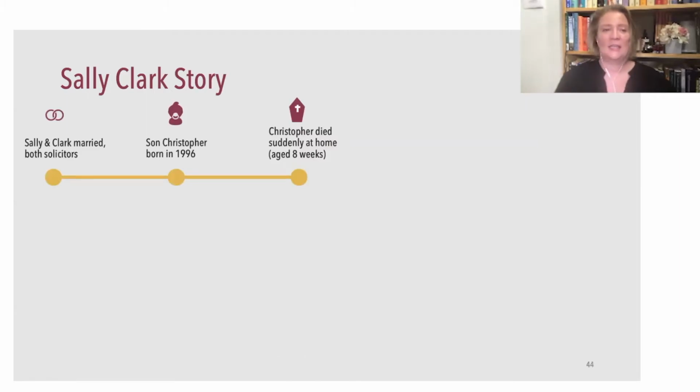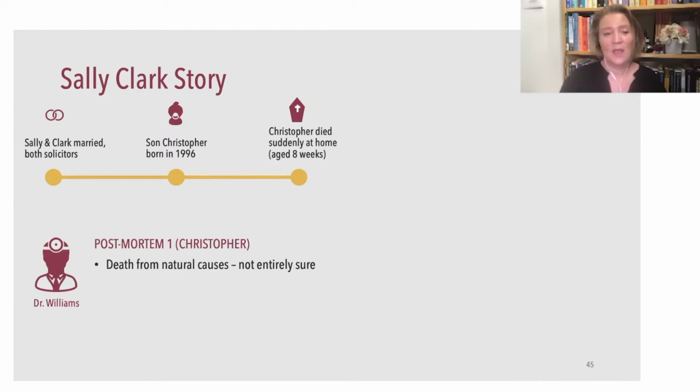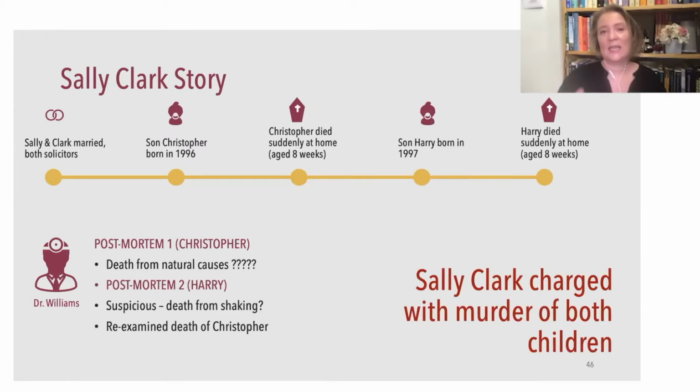So we're just going to take an example of a woman in Britain named Sally Clark. Sally Clark was a lawyer. She was married to a lawyer, and she had a son in 1996, and he died very suddenly at home at 8 weeks of age. They did a postmortem, and it wasn't conclusive, but essentially it looked like he died from natural causes. The next year, Sally Clark gave birth to another son, and he also died very suddenly at home at about the age of 8 weeks. The postmortem on Harry was also inconclusive.